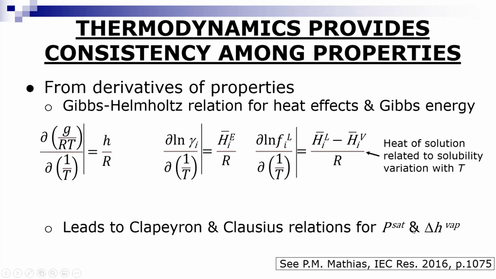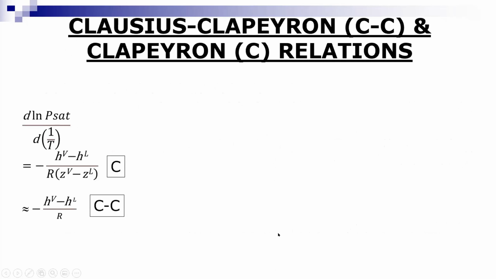And I encourage you to look at the article by Matthias in INEC Research, where he explores all of the consequences of the Gibbs-Helmholtz relation, and in particular, the problems that people have run into converting data or matching data for solubilities and the heats of solution. The relation leads to the Clapeyron and Clausius relations for vapor pressure and enthalpy of vaporization.